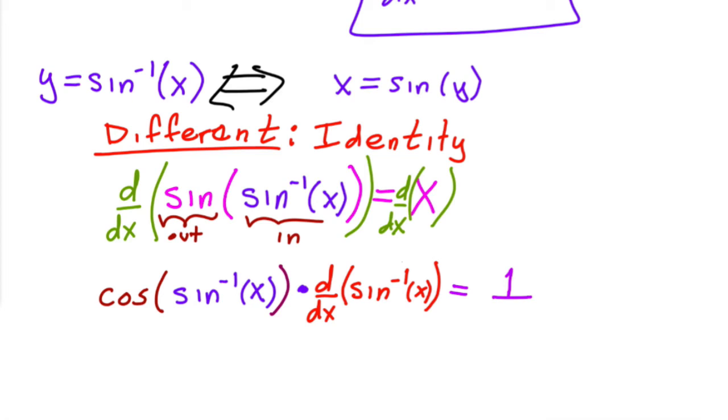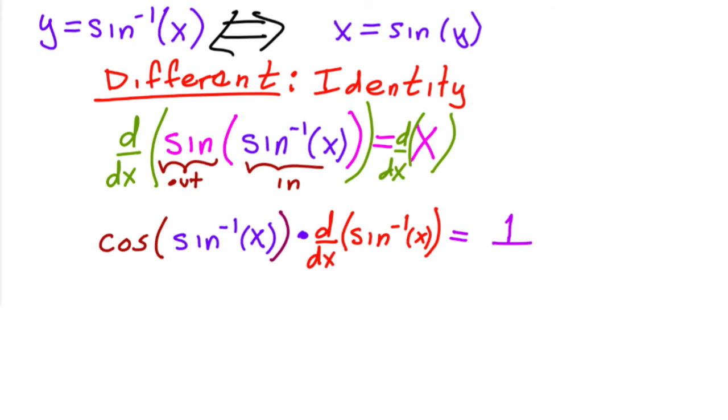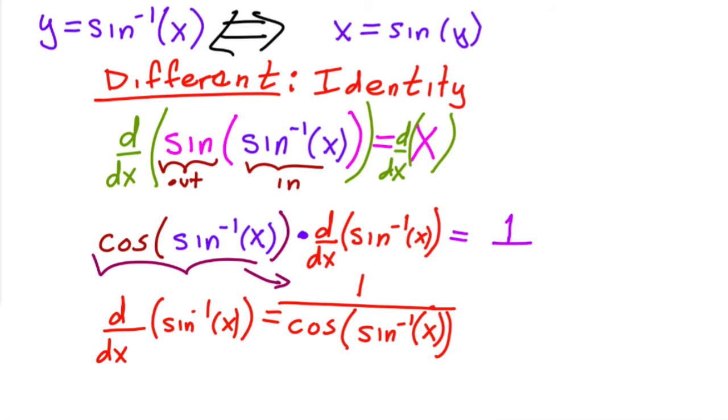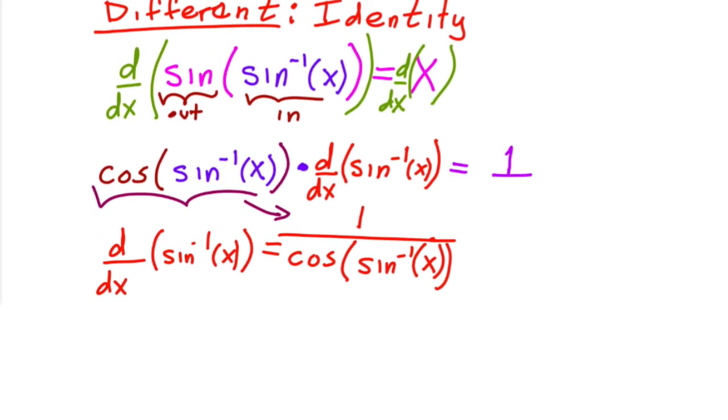Okay, now since this is what I'm looking for, the derivative of inverse sine, you can move this guy over by dividing both sides. So then what you would get is the derivative of inverse sine is equal to 1 over cosine of inverse sine of x. Okay, and then here you need to find cosine of inverse sine.